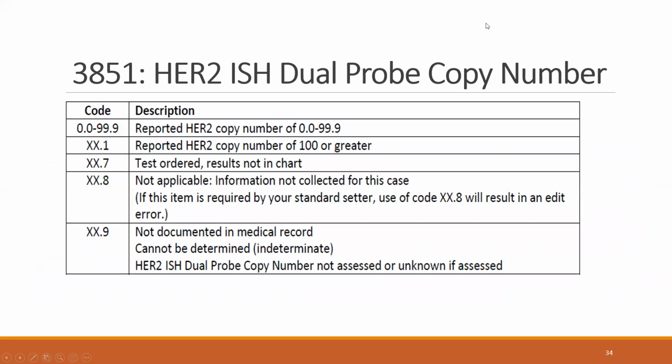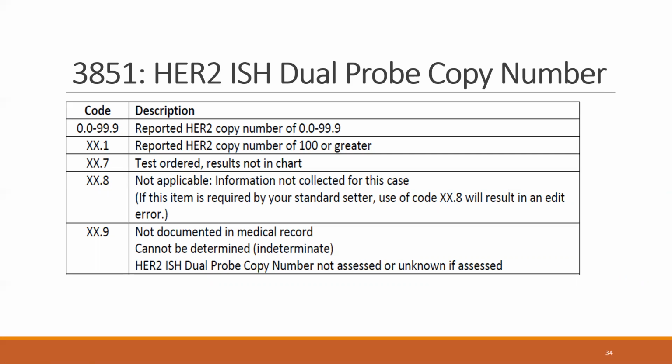Okay, so let's look at the copy number. This could also be called signal, dual probe copy number, or dual probe signal cells. Both of these fields are from the same report. And remember, to tell the difference between a single probe and a dual probe, you're going to look for the mention of that CEP17.